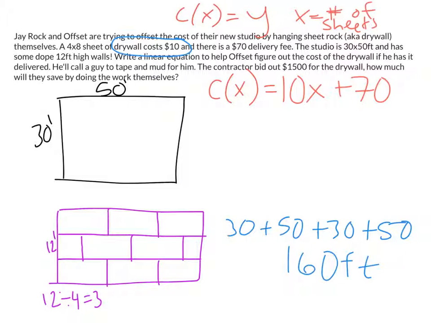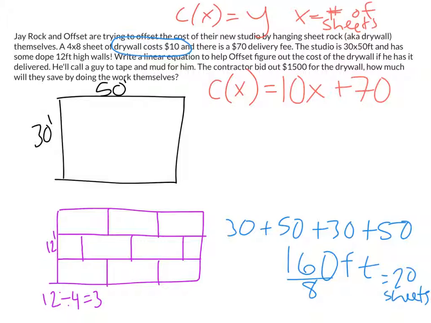And if I have 160 feet and each piece of drywall spans 8 feet, what would I do? Well, I'd take that 160 and I'd divide it by 8. And that's going to give me how many sheets of drywall I will need to cover that. You dig? So what's that give me? That gives me 20. So 20 sheets.